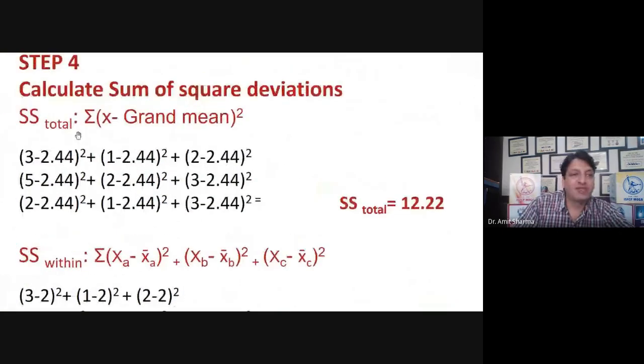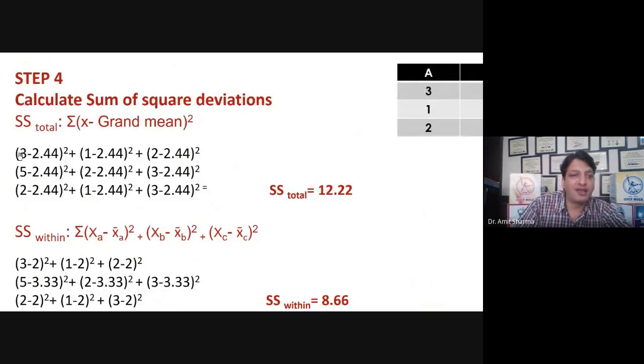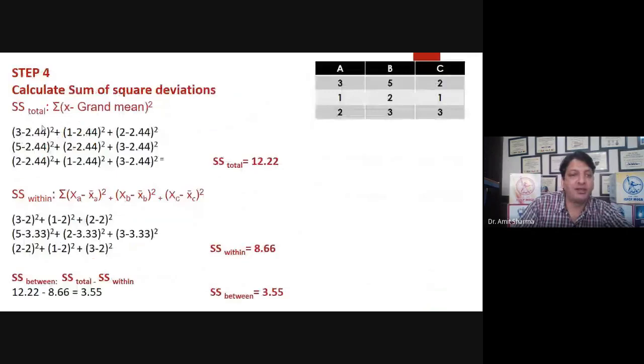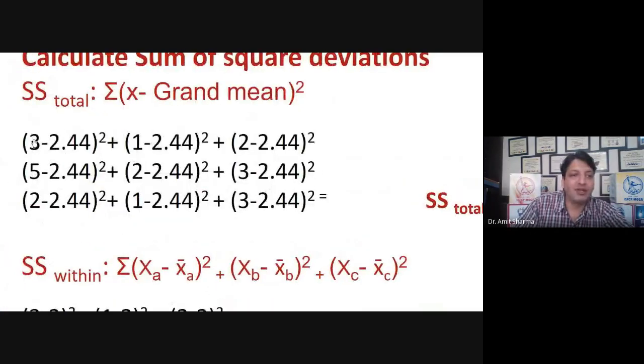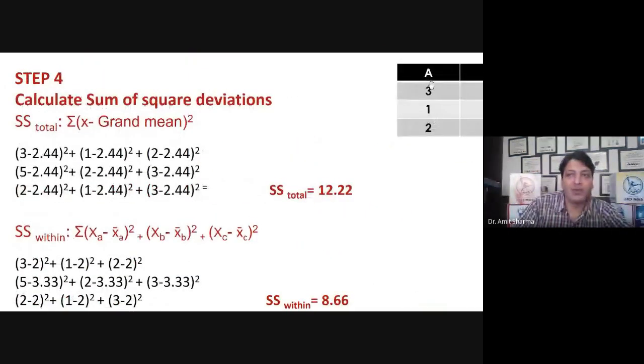This is the formula for SS total, the sum of x minus grand mean, squared. X, we know x is the value of 3. This 3 we have used as x, and the grand mean which we have calculated in the previous step, that is 2.44. So this 2.44 which we have calculated will be used in the steps. Each observation you have to subtract from the 2.44 and you have to square that. So you can see here in the first group A, we have 3 observations.